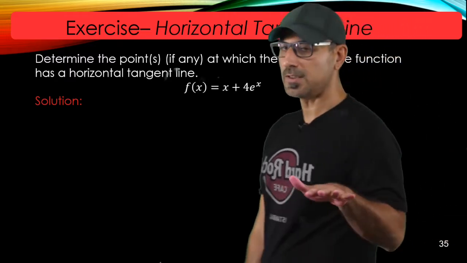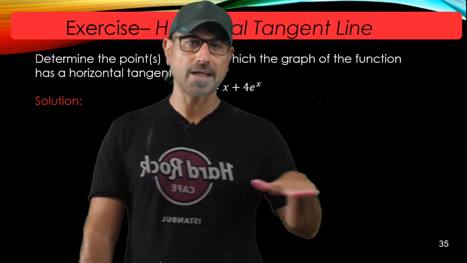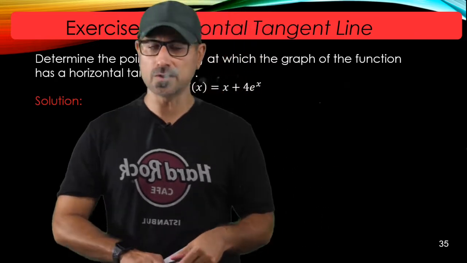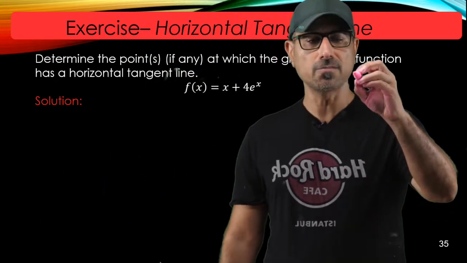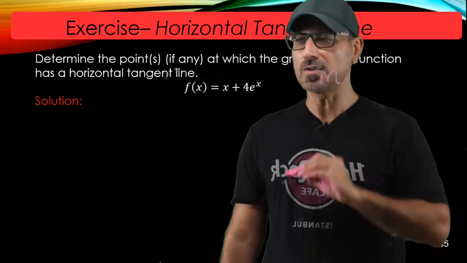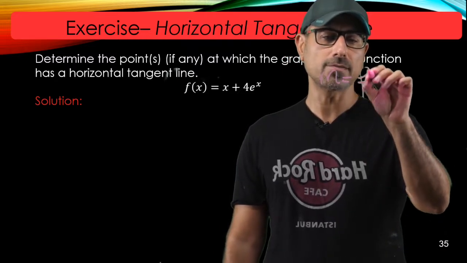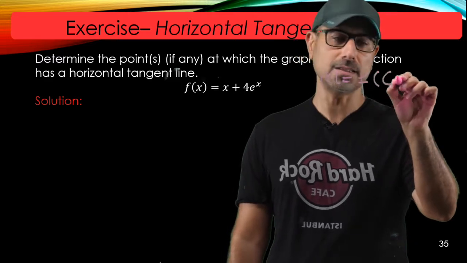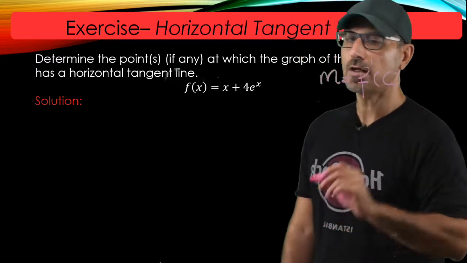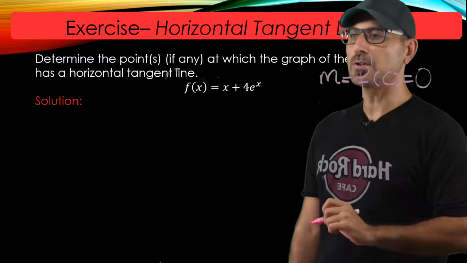Horizontal tangent line means that it's going to be flat and the slope of that is going to be 0. So we're in fact looking for m, the slope of the tangent line, to be 0. But in fact, m is f prime at c. And here, I want this to be 0, so the question is, what is c?